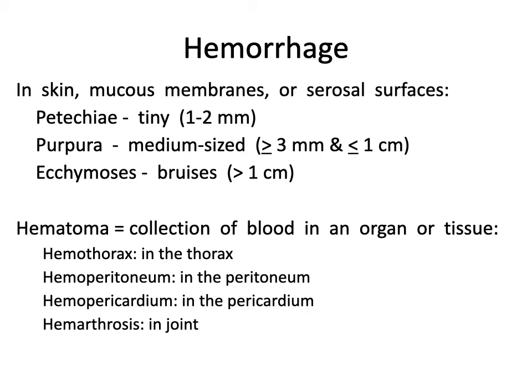Larger hemorrhages are known as ecchymosis, and they measure more than 1 cm in diameter. And examples of these are bruises that you see whenever there is blunt trauma. Okay. Aside from the skin and the mucous membranes, hemorrhage may also occur in body cavities. Blood may collect inside body cavities, and they are known as hemothorax, hemoperitoneum, hemopericardium, or hemarthrosis, depending on where they occur. Okay.